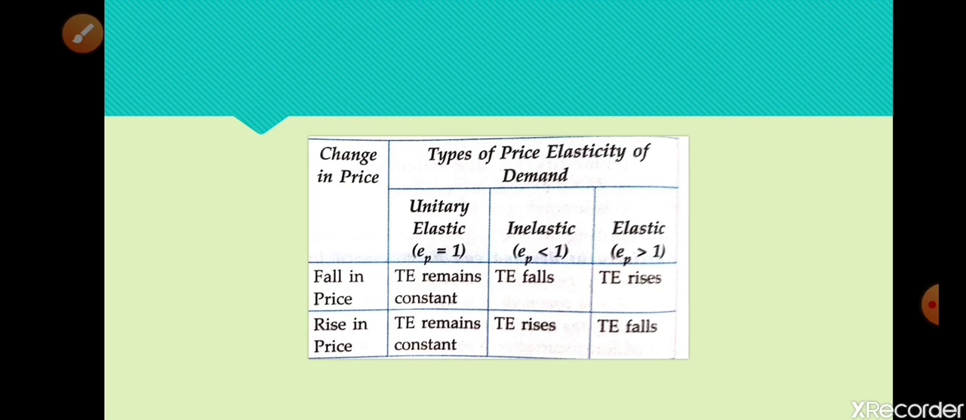So if we are discussing the opposite case, a rise in price, then if total expenditure remains the same, it will be constant, and if total expenditure rises, it will be inelastic, and if total expenditure falls, then it will be elastic. So you can understand this example well. It is already given in your book. If you have any doubt, you can ask me in the comment section. I can make it clear again.